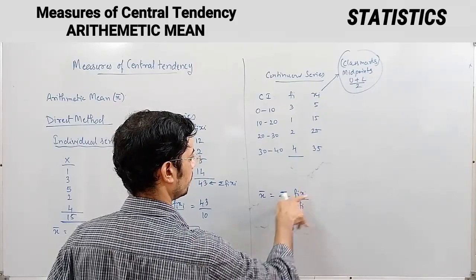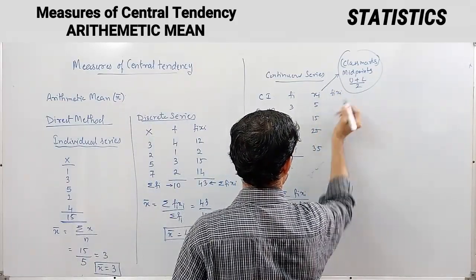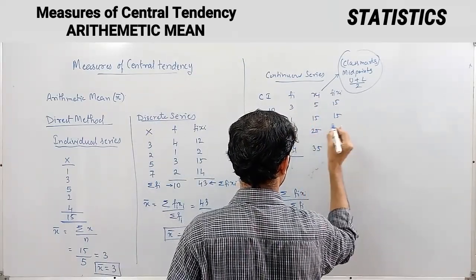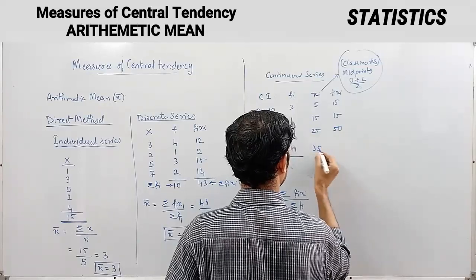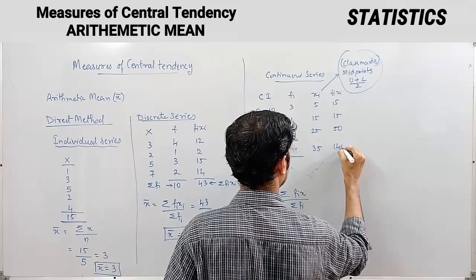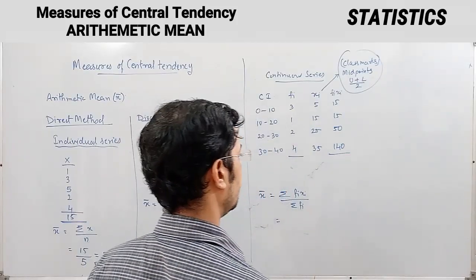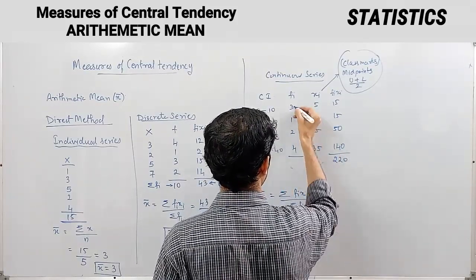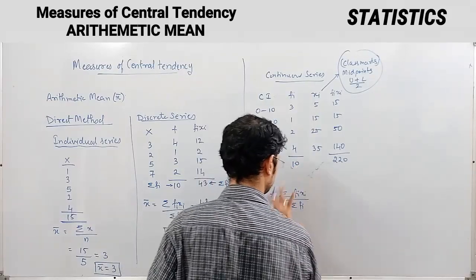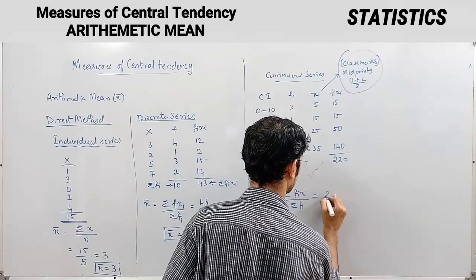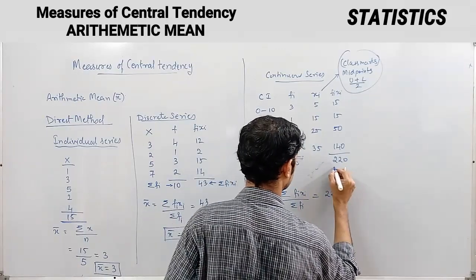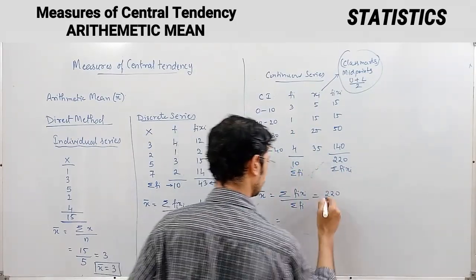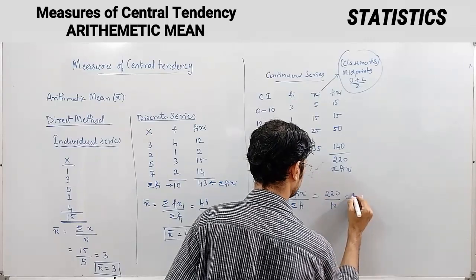Next we need to find fi into xi. How to find fi xi? Multiply. 5 3s are 15, 15 1s are 15, 25 2s are 50, and 35 into 4 is 140. Now when we add them we get 220. What is the sum of frequencies? 3, 1, 2, 4: 10. Now this will be equal to 220, sigma fi xi taken from here, divided by sigma fi. So this is 220 divided by 10, and that is equal to 22.